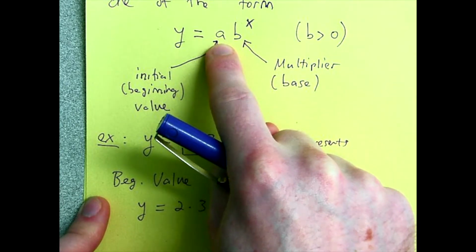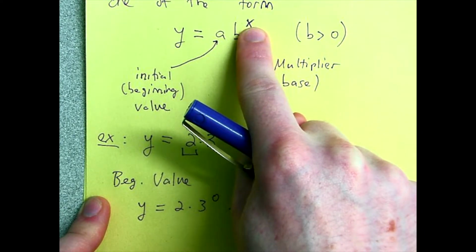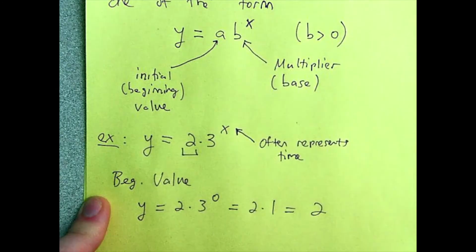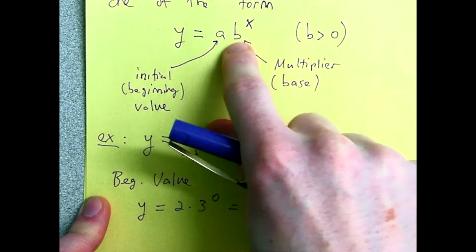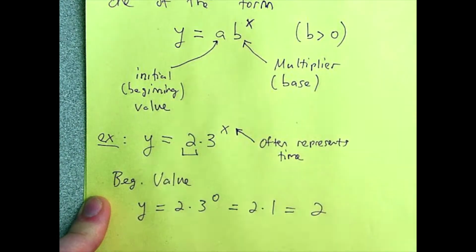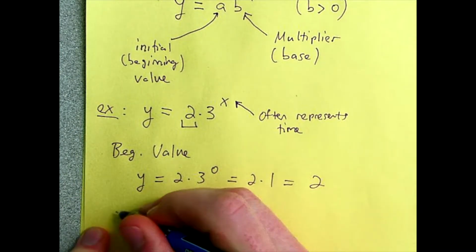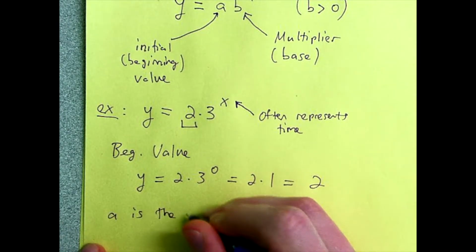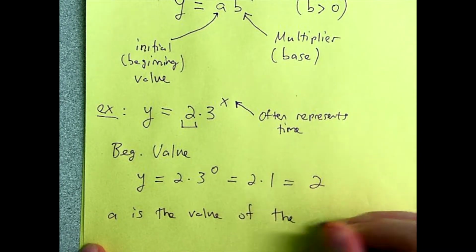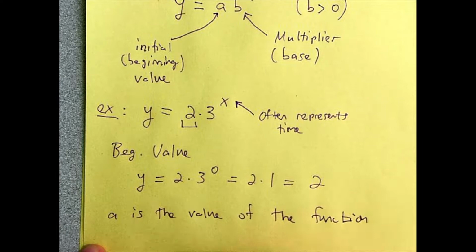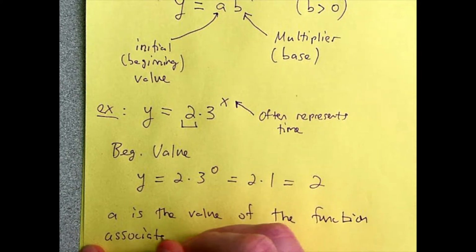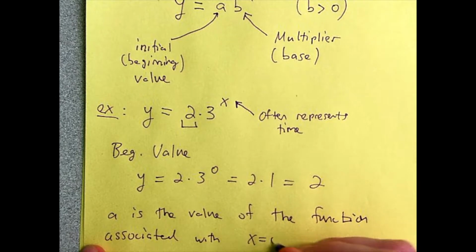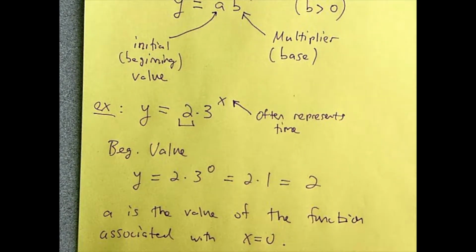The reason why is that very often this variable represents time, and if you replace this variable with 0, that of course will give you the beginning value of the function, and when you replace x with 0, the b term basically disappears and you're left with a, so you can see that a is the starting value. Or to put it another way, the big idea is that a is the value of the function associated with x equals 0. It's what you get if you replace x with 0.